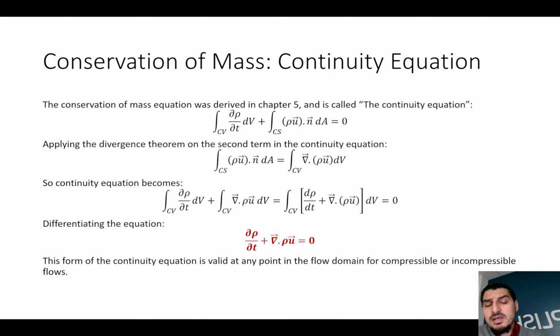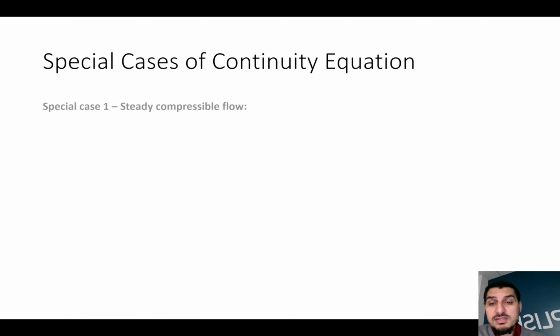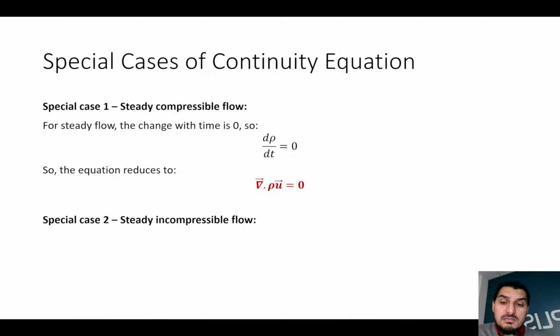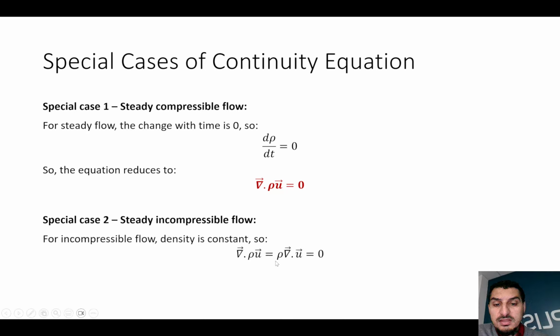Now this equation can be applied for simpler cases, meaning that there are some special cases. If the flow is steady but still compressible, then the change of density with time is going to be 0, and the equation will reduce to the second term only. And if it's steady and incompressible, then the density is constant, so we can take the density out of this differential. And now we can write the equation as del dot u equals 0. So it's even simpler now.